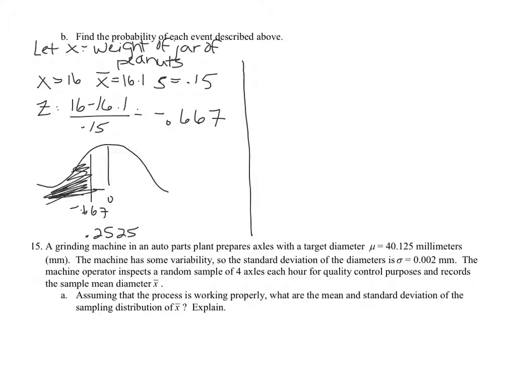So then, for the second event, we're going to let x equal the average weight of 10 jars.